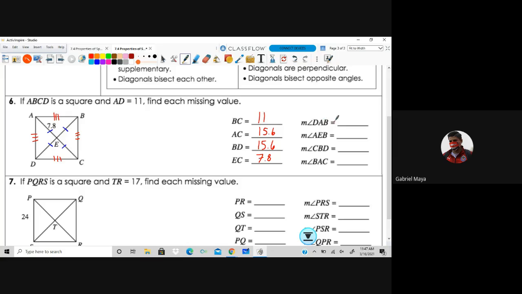What about angle DAB? If you guys are doing the DAB, that's really cool. What's angle DAB? Hannah, where did you get 11 from? Angle DAB is this right here. Christopher has it. Yes, it's 90.